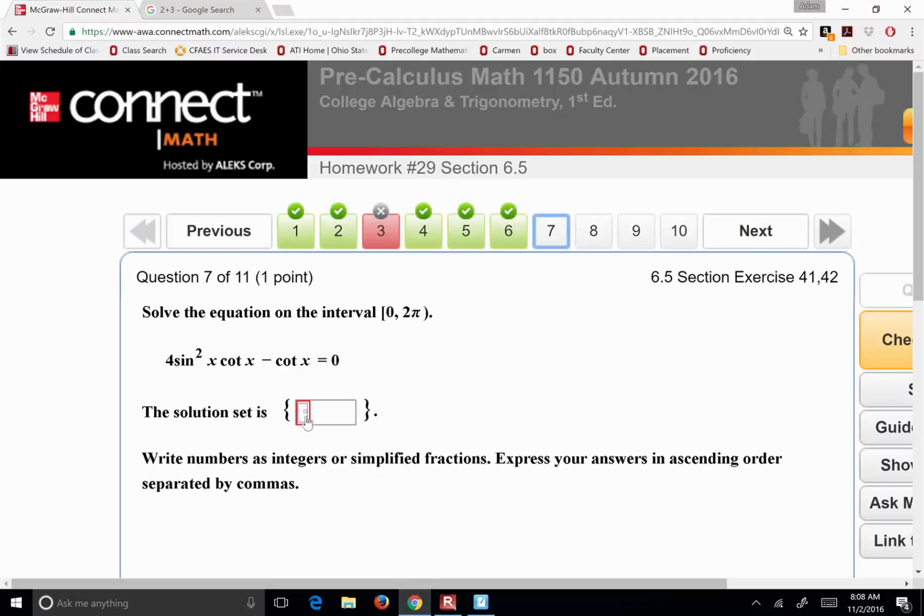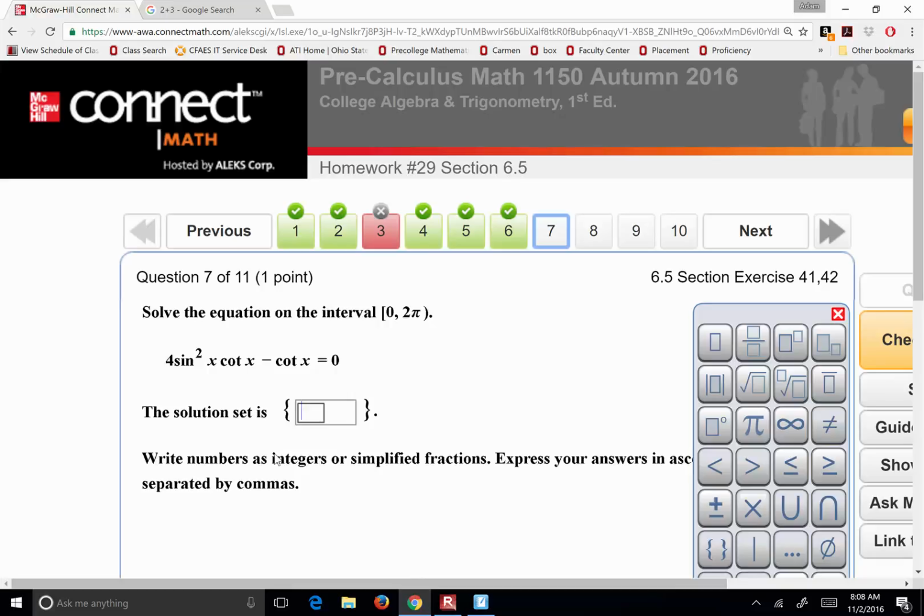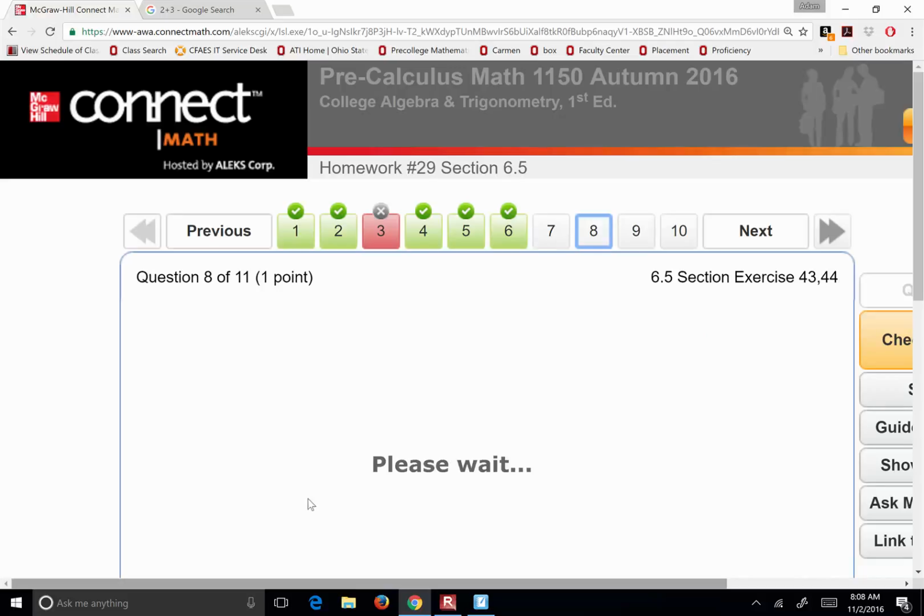Okay, I'll leave this typing to you, okay? 6. I want to make 6 ratios now. Okay?